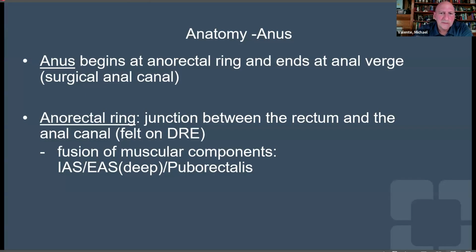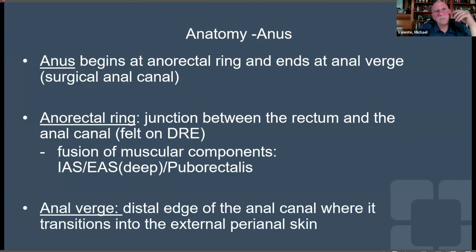So this anorectal ring is a fusion of muscular components of the internal sphincter, the external, especially the deep, and the puborectalis. So from that ring, that's where the anus begins, all the way down to the anal verge. The anal verge is where, as I tell patients, or when they're learning anatomy, the inside meets the outside world. It's that distal piece of the GI tract. So this is where we go from true anal canal into what we call the perianal skin.